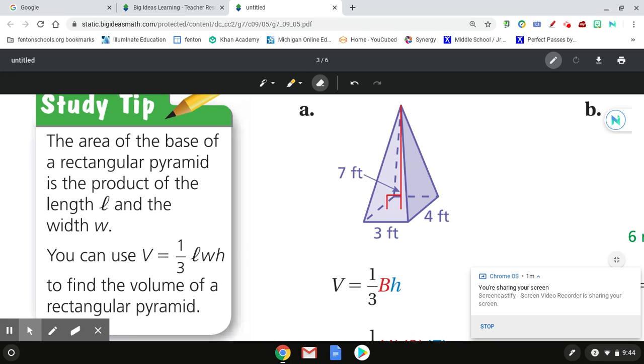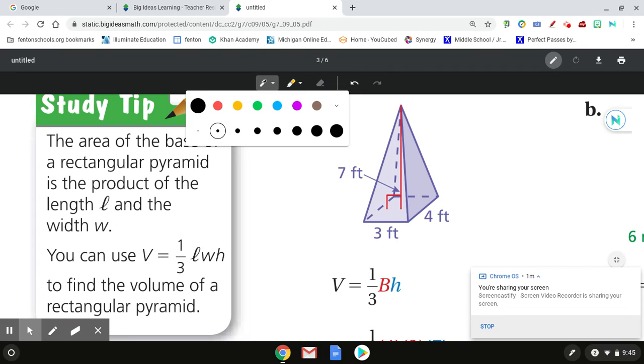So remember the slant height we were using for surface area. The height of the rectangular pyramid goes from the base all the way to the point. So you notice that red line there. Okay, so I am going to do the work on the screen here. So if I were to use this, volume equals 1/3 base times height, let me turn my pen on here.